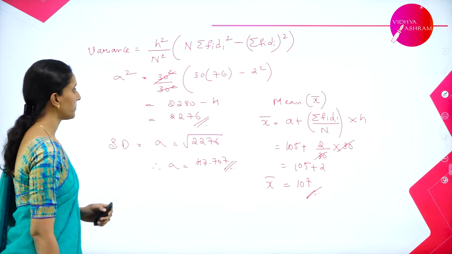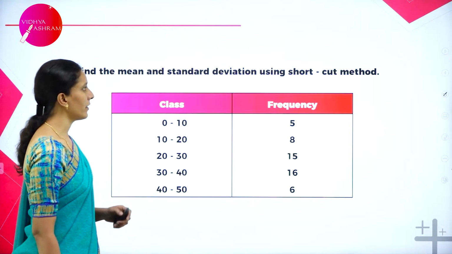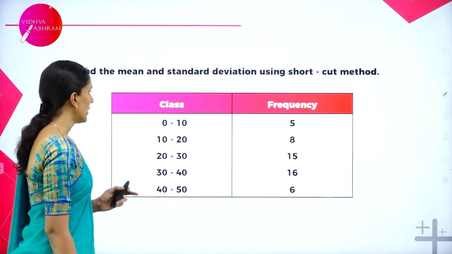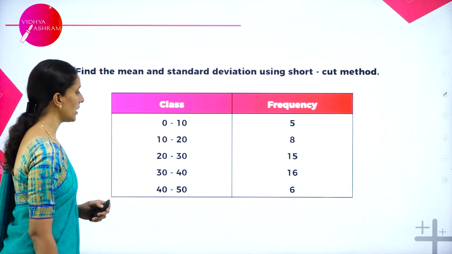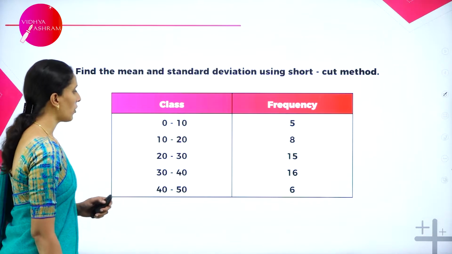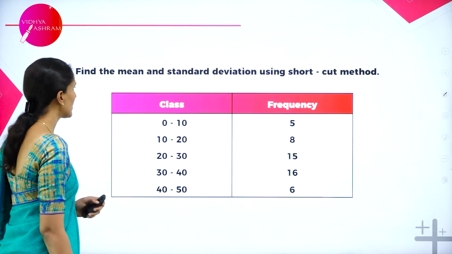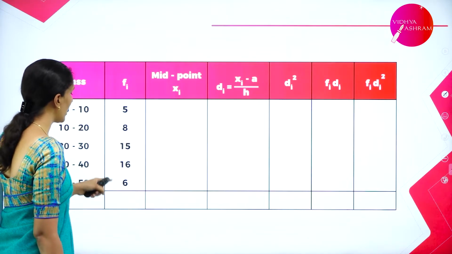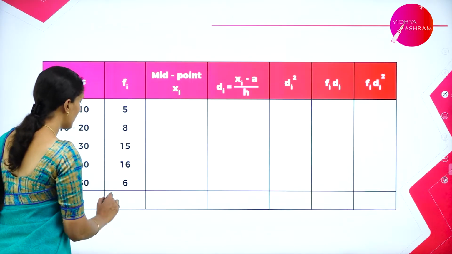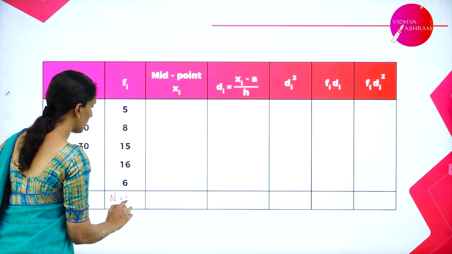Next problem. Find the mean and standard deviation using the shortcut method. 0 to 10, 5; 10 to 20, 8; 20 to 30, 15; 30 to 40, 16; 40 to 50, 6. So let's see it in tabular form. I have taken the class interval and I have taken Fi. When you add it, the value you will get is n equal to 50.